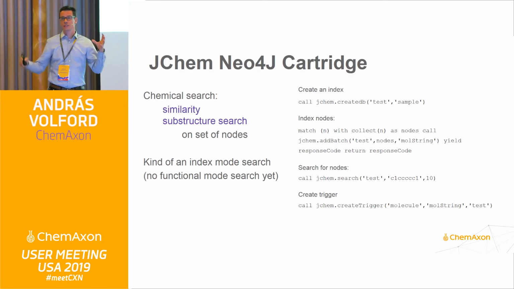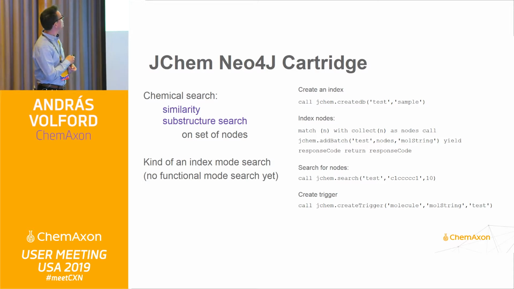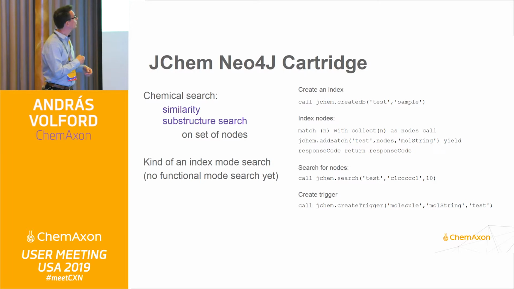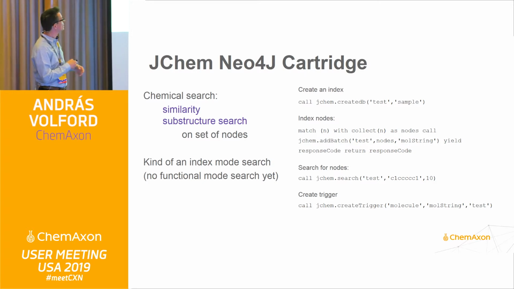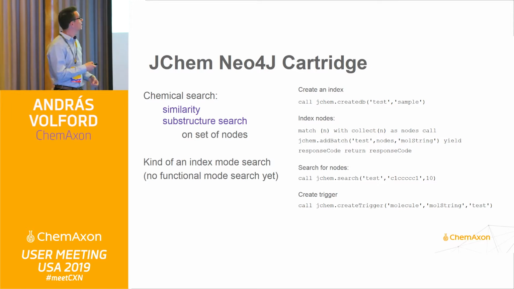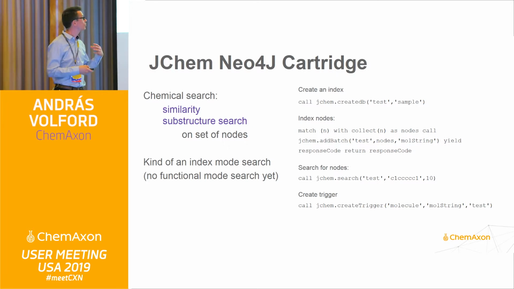What we did, and what ChemAxon provided in the graph databases, is that we created a chemical search on that. So you can create a table, or let's say a set, where you can put nodes. If you put nodes in this set, then you can do similarity and substructure search on this set.